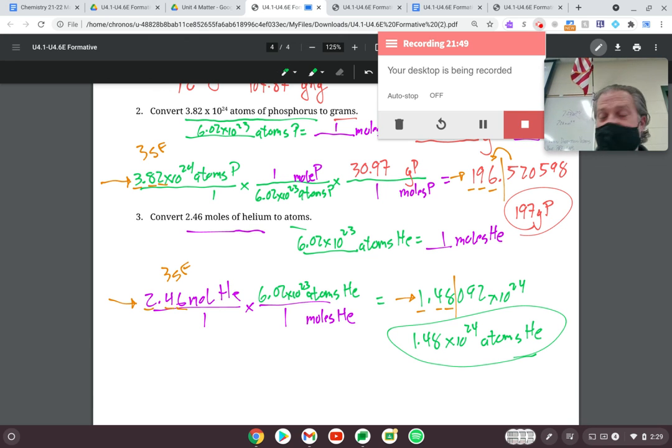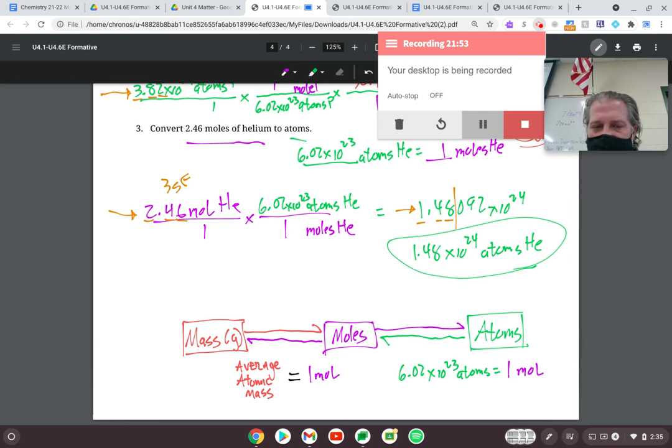Your homework tonight is to study, practice problems. Okay, so after we completed all of the problems of the quiz, I drew on the bottom of this practice the mole flow chart that we used in my class the other day. So remember, when you're going from mass to moles, you need to use the relationship of the average atomic mass of the element on the periodic table equal to 1 mole. And when you go from moles to atoms, you need to use the 6.02 times 10 to the 23rd is equal to 1 mole.